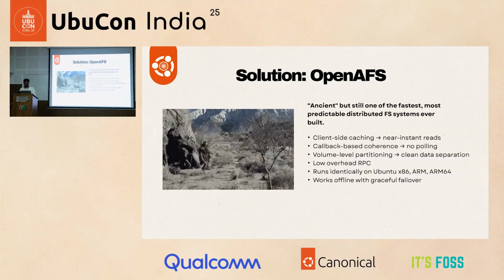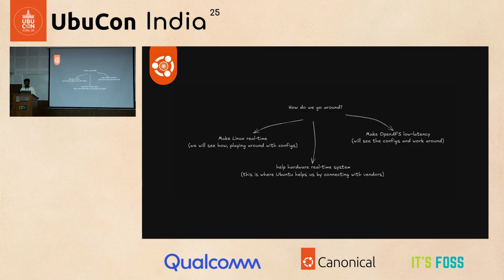What do we have? We have OpenAFS. I mean, it's ancient. It's way too ancient, but it has some pretty good features like client-side caching, callback-based coherence, volume-level partitioning, and low-overhead RPC. Works offline. We'll see how.